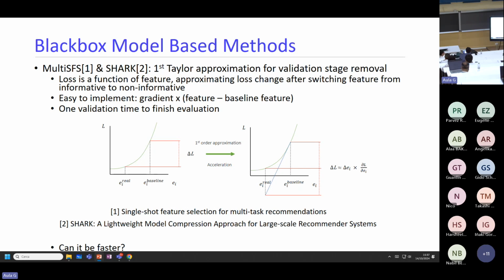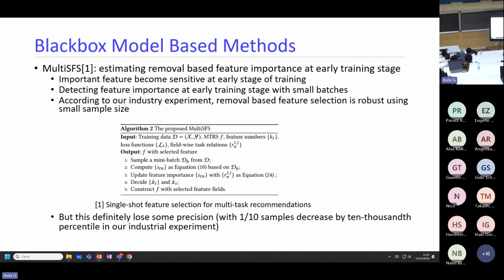With this technique, we can finish the evaluation in one validation time. But we always want to ask, can it be faster? And multi-FS researched this question. They estimate removal-based feature importance at an early training stage. Because important features become sensitive at an early stage of training, and detecting feature importance at an early stage with small batches will lose very little precision according to our industrial experiment.